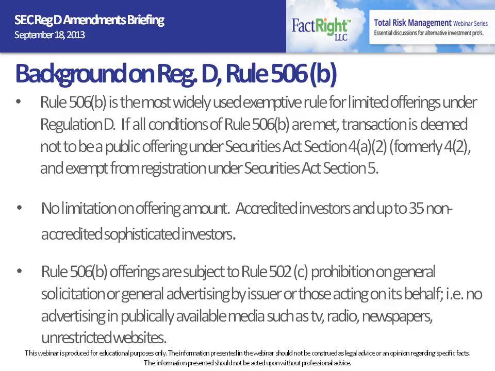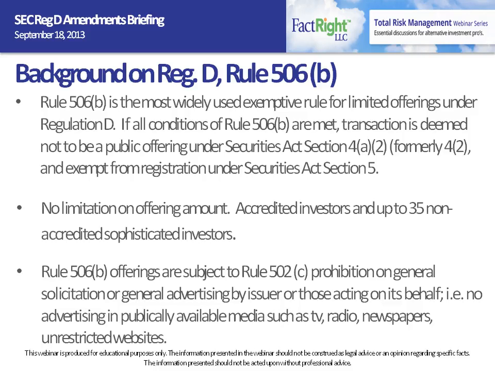So under 506(b), the conditions on the offering were that there was no limitation on the amount, but the offering could only be made to accredited investors and up to 35 non-accredited sophisticated investors. The additional condition of Rule 506(b) that really is a major restriction of those offerings is that no general solicitation or general advertising by the issuer or those acting on its behalf is permitted.